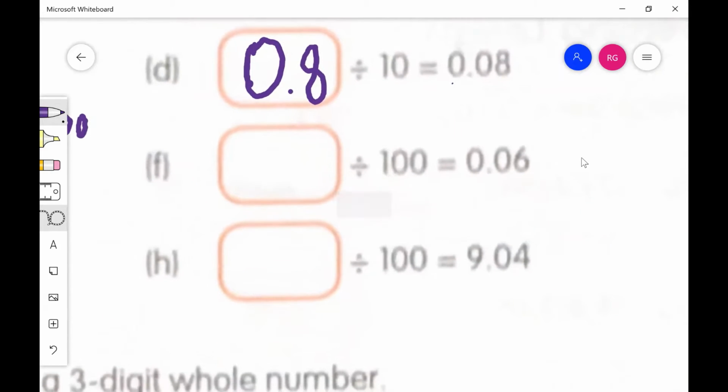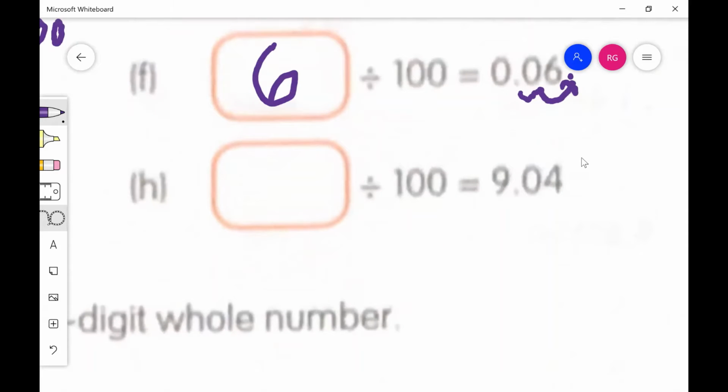So just two more. And it looks like 0.06 this time. Move the decimal 2 places to the right to get the original in this case. What would it be? 6. 6, I heard. Thank you. All right, and part H says blank divided by 100 equals 9.04. What do you guys think? 904. Yeah, you are right. We need to move that decimal 2 places to the right. We should get 904.